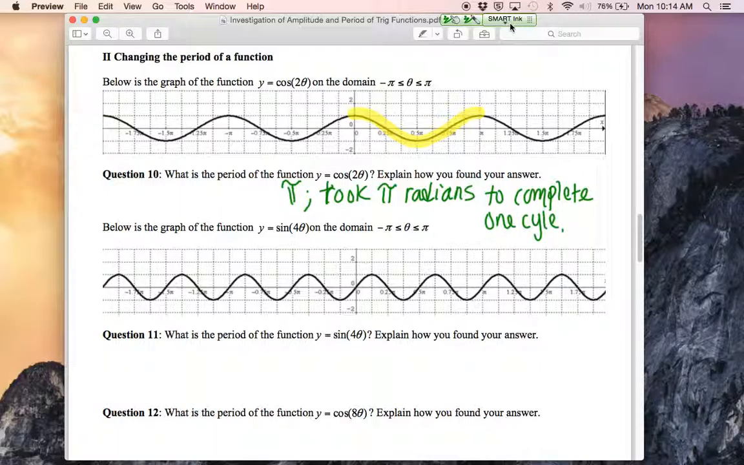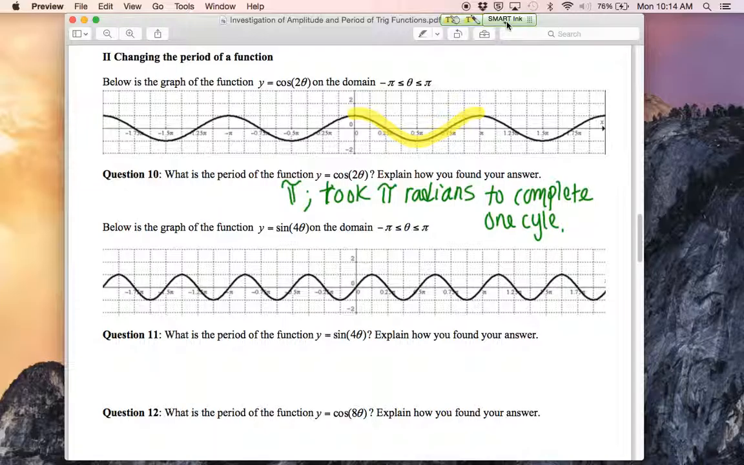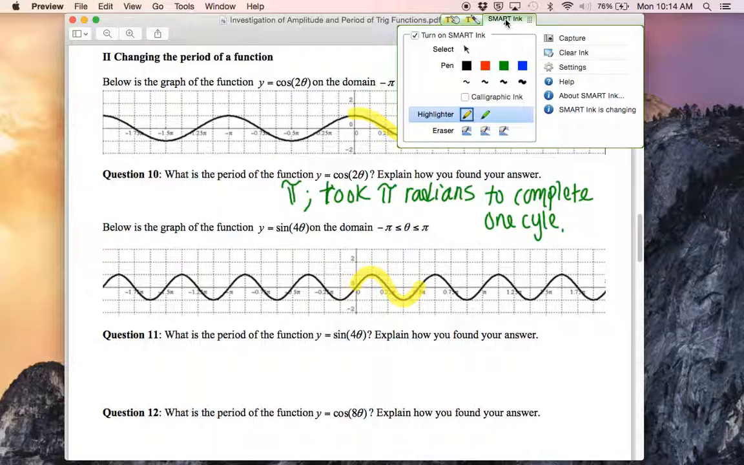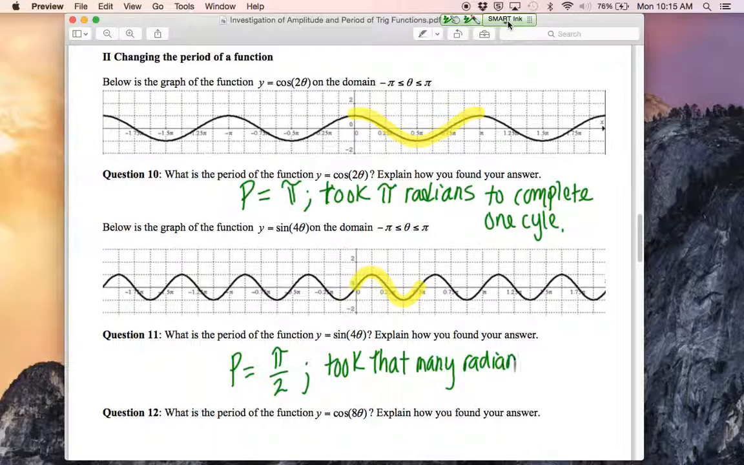Okay, here is the graph of the function y equals sine of 4 theta. So if I think it starts here, down, back to the middle, that's 1/2 pi. So the period is pi over 2. Period equals that. Period equals that. How did I find my answer? It took that many radians to complete the cycle.